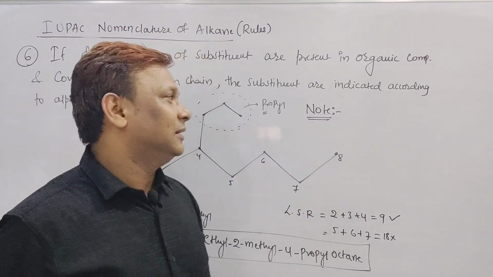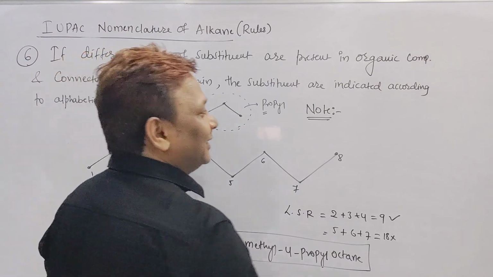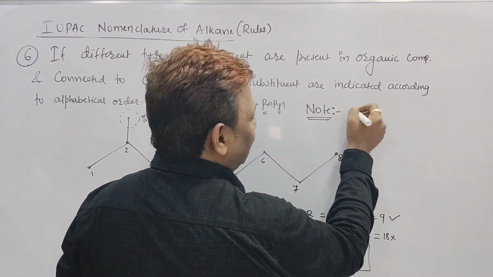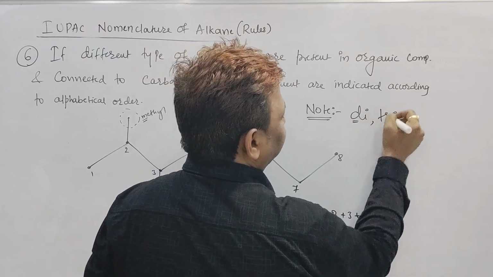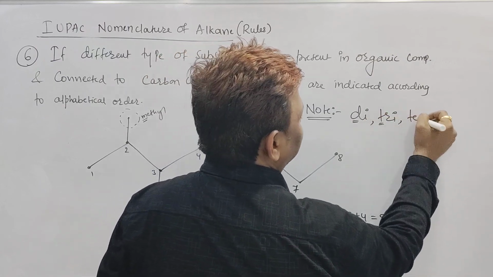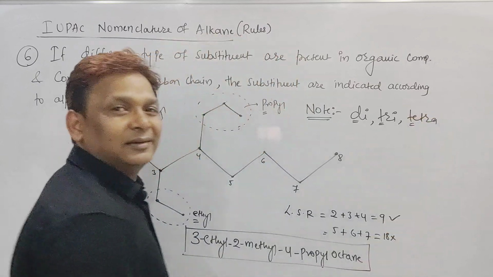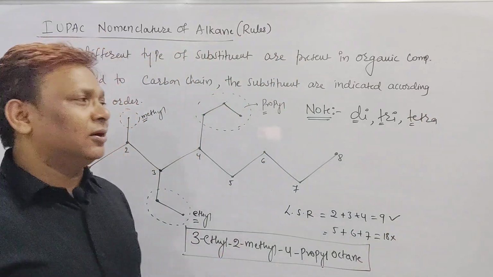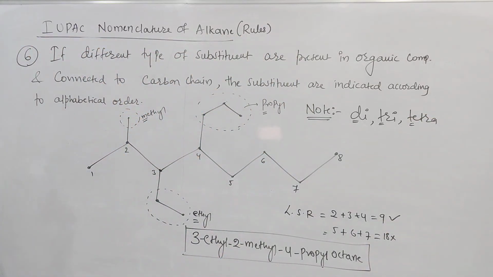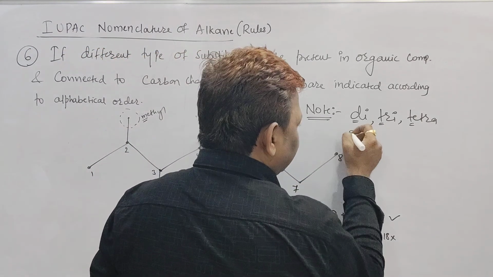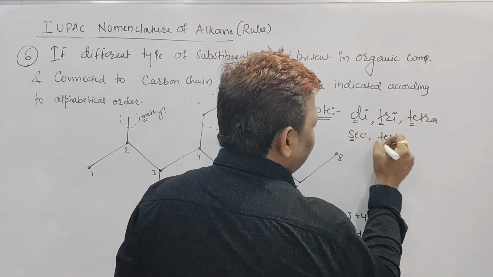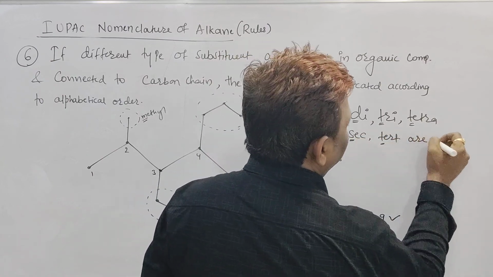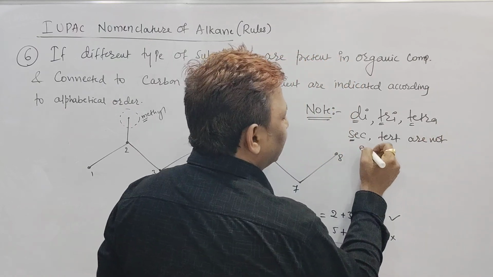Listen here, what is that? A note says that the prefixes di, tri, tetra: D of the di, T of the tri, T of the tetra. Is it clear? Secondary, S of secondary, and T of tertiary, they are not included.